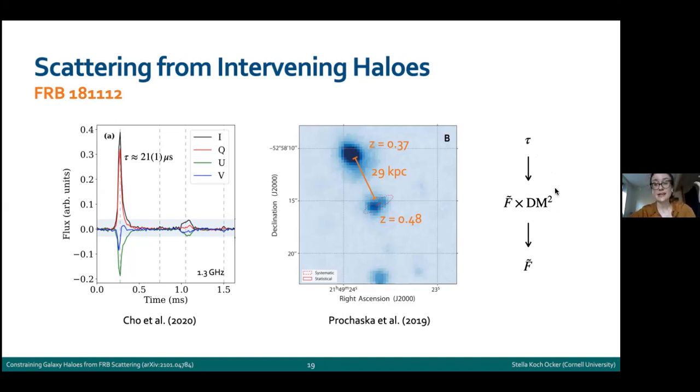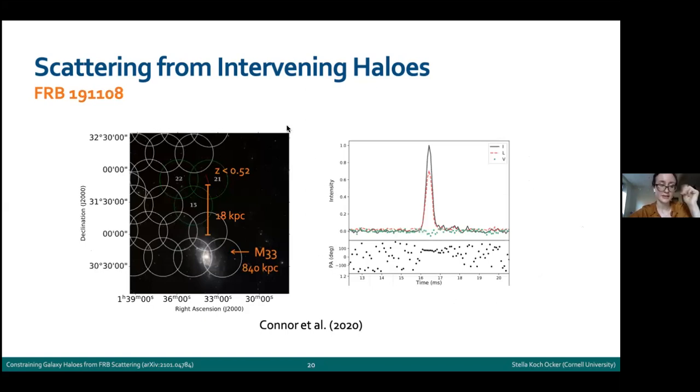And then using the modified NFW profile to model the DM contribution of that halo, we can get an upper limit on f tilde. Before I show you that result, I'll talk about the other FRB that we look at, which is 191108.